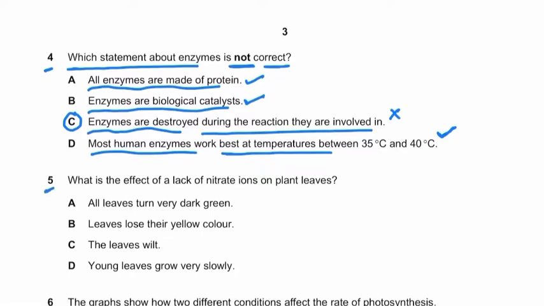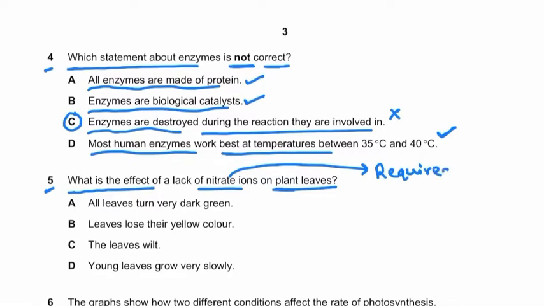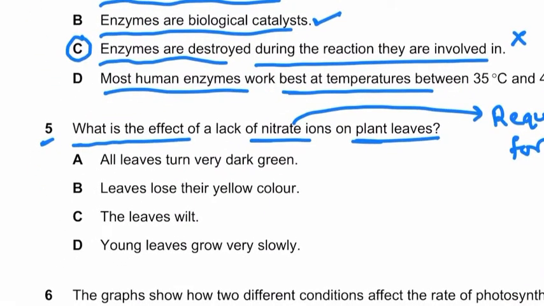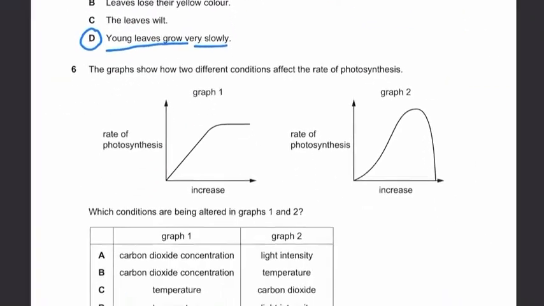MCQ number 5. What is the effect of lack of nitrate ions on the plant leaves? So guys, as we all know, nitrate ions are required for growth. So if there is a lack of nitrate ions, there will be poor growth. So what should be the answer? The young leaves will grow very slowly in the lack of nitrate. Let's move on to MCQ number 6.